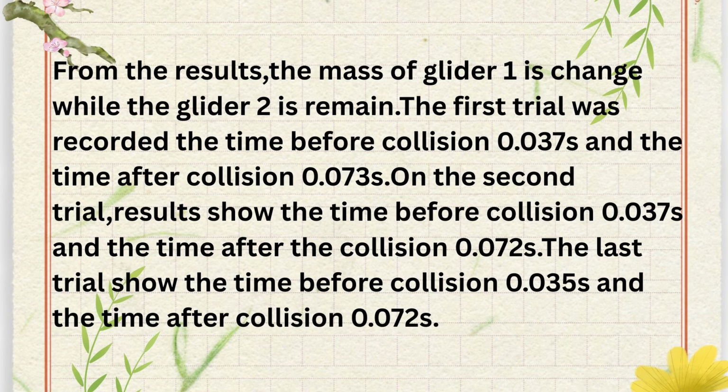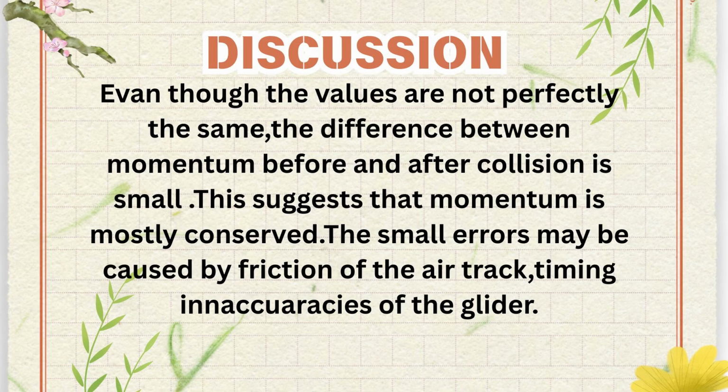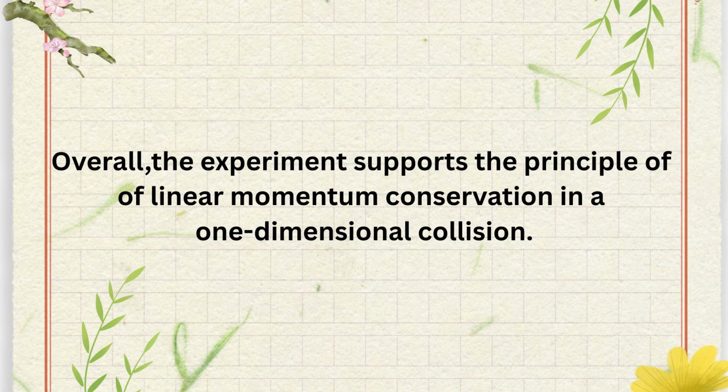The first trial recorded the time before collision as 0.037 seconds and the time after collision as 0.073 seconds. On the second trial, the results show the time before collision as 0.037 second and the time after collision as 0.072 second. The last trial showed the time before collision as 0.035 second and the time after collision as 0.072 seconds. Even though the values are not perfectly the same, the difference between momentum before and after collision is small. This suggests that momentum is mostly conserved. The small error may be because of friction of the air track and timing inaccuracy of the glider. Overall, the experiment supports the principle of linear momentum conservation in one-dimensional collision.